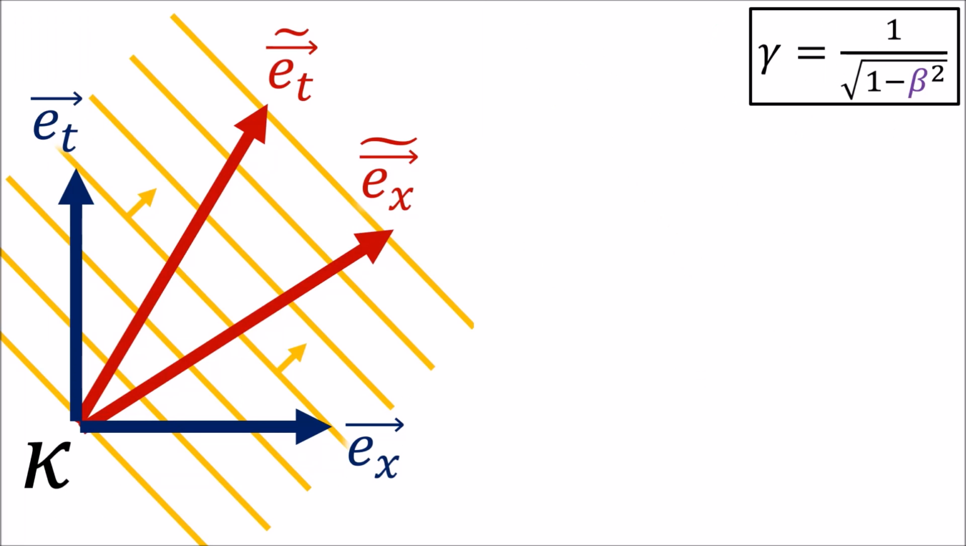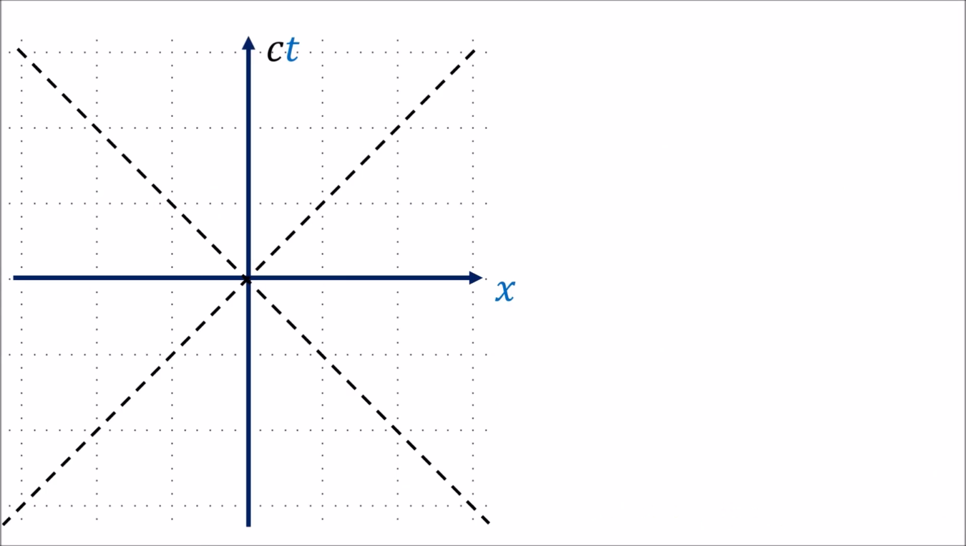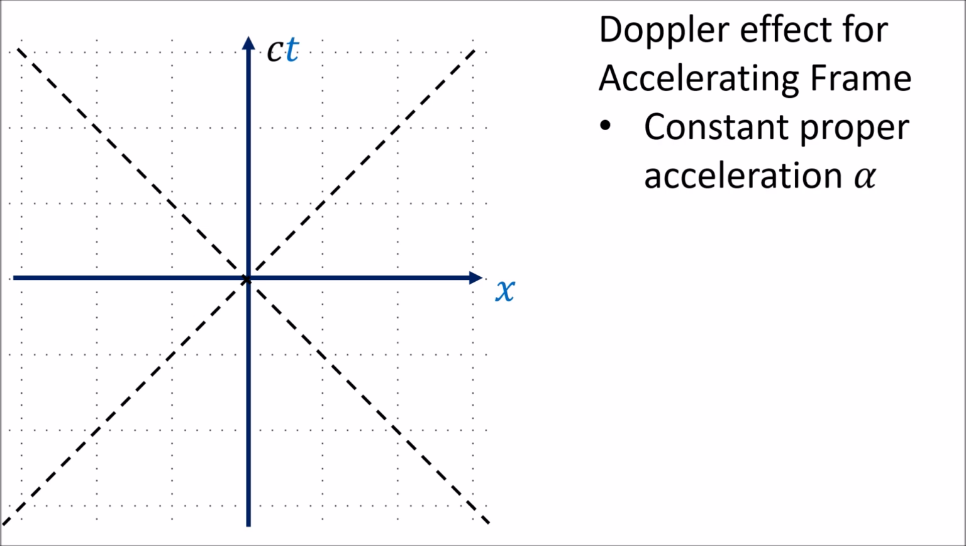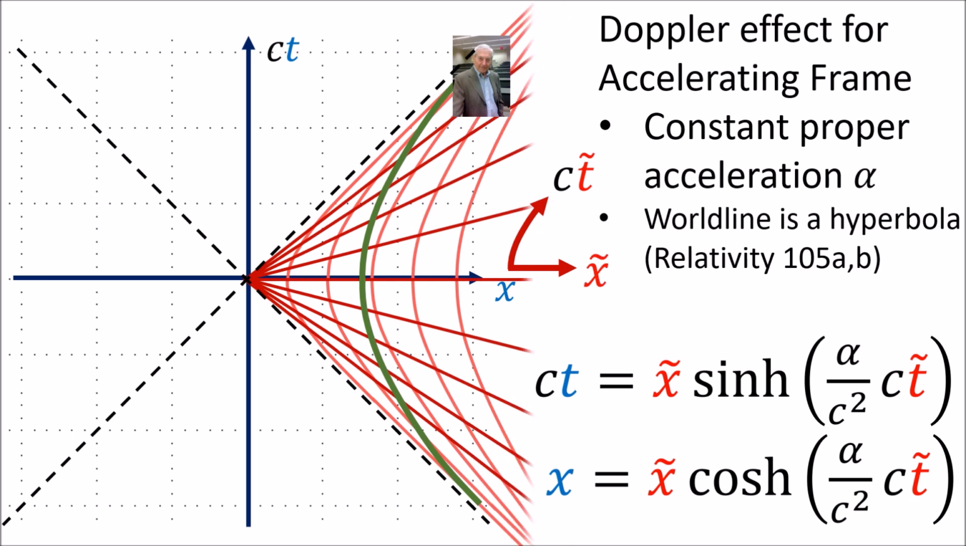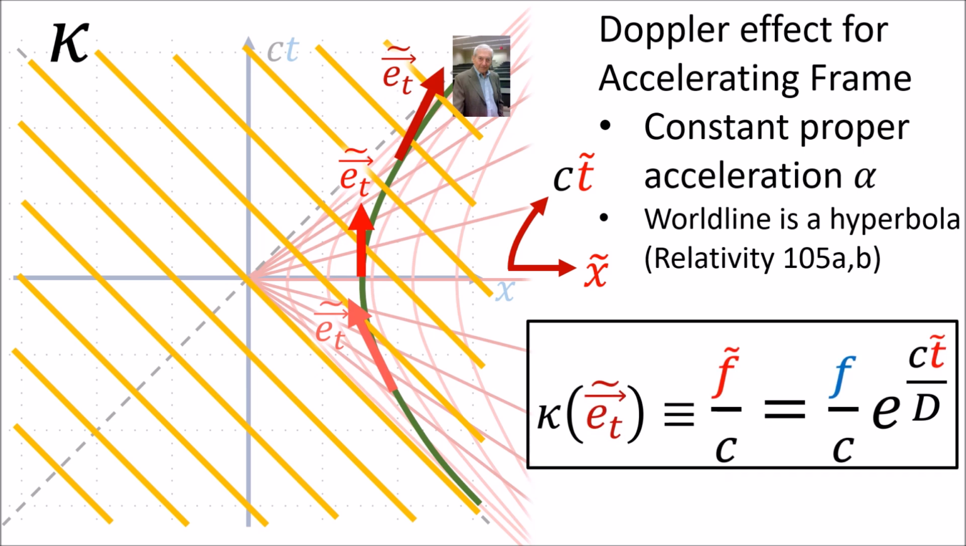From these geometric observations, it's easy to derive the formula for the relativistic Doppler shift of light, as we did in Relativity 106A. We even saw it was pretty easy to get the Doppler shift formula for an accelerated observer. In special relativity, accelerated observers travel along hyperbolic world lines, and each accelerated observer has their own Rindler coordinate system with coordinates ct tilde and x tilde. By comparing how many wavefronts are pierced by the hyperbolic world line's unit tangent vectors, we got an exponential Doppler shift formula for accelerated observers.